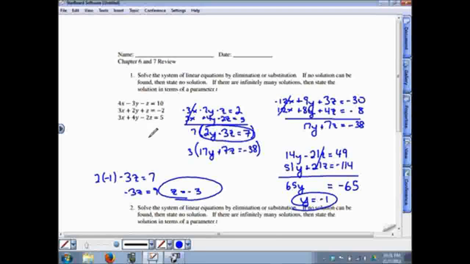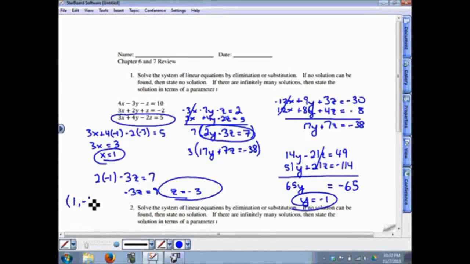So now we know z and we know y. So you can plug that into one of the original equations now to find x. So bottom equation, for example, 3x plus 4y minus 2z equals 5. Now 4 times negative 1 is negative 4, and then negative 2 times negative 3 is 6, negative 4 plus 6 is 2. Subtract 2 from 5 to get 3. So x equals 1. So your solution is the point 1, comma negative 1, comma negative 3.